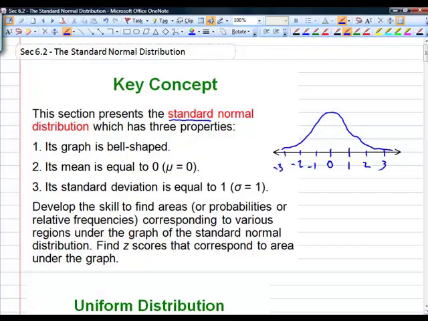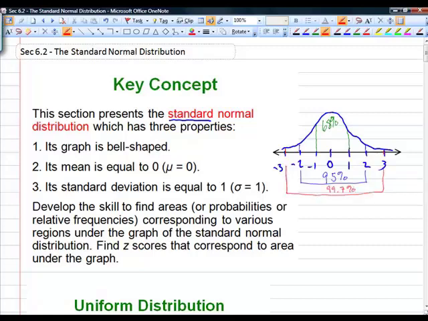Now, the relationship between the percentage of the area that's under the curve and how far away you are from the mean remains the same as it did with previous sections. If we move out one standard deviation away from the mean, what percentage of the data falls within that range? 68. 68% of our data lies within one standard deviation of the mean. If we go out two standard deviations, what percentage of our data lies within two standard deviations of the mean? 95. And then if we go out three standard deviations from the mean, 99.7.